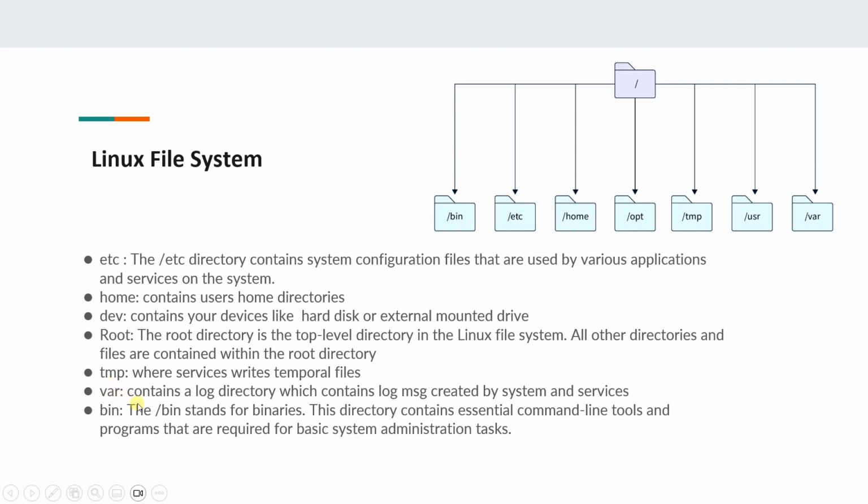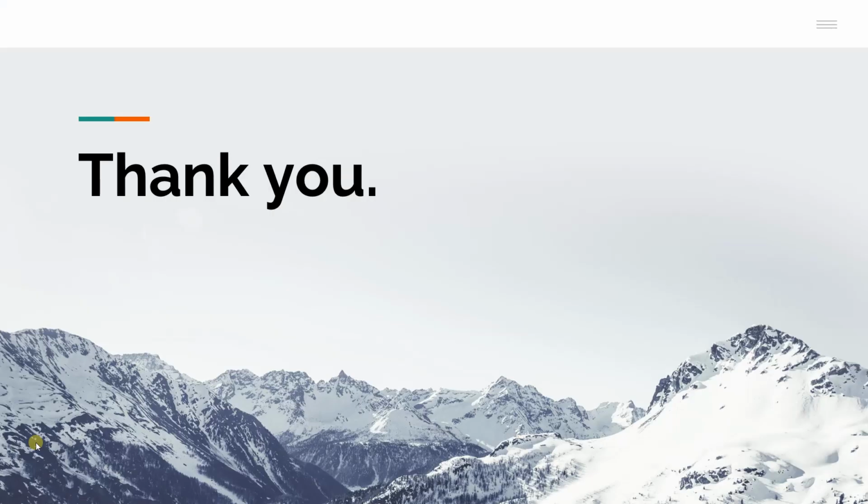Your var directory is going to contain the log directory, which contains log messages created by services or applications running on the system. Then your bin directory stands for binaries. This directory contains essential command line tools and also programs that are required for basic system administrative tasks on this computer. So having said that, that will bring us to the end of this course.